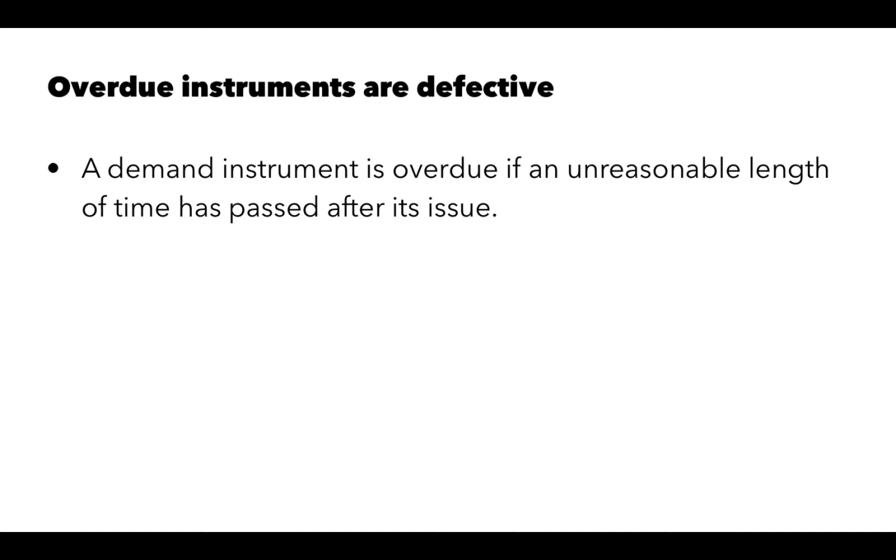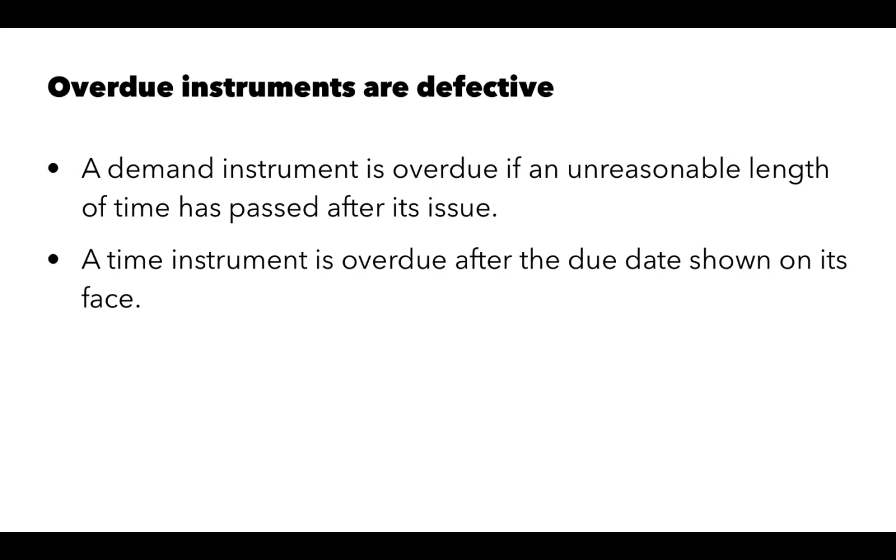Now the standard is 6 months for banks, but in cases not involving banks, we just look at the question of reasonableness. A time instrument, an instrument that's payable on a certain date, is overdue after the due date shown on its face. So if a holder takes an instrument knowing that the instrument is overdue, then the holder may not be able to assert a claim against the original maker of the note or drawer of the draft.